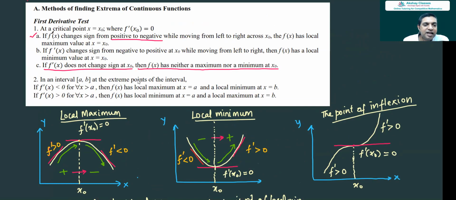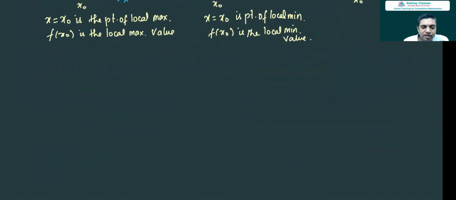So in an interval, at the extreme points of the interval a, b, if f dash x is negative for all x greater than a, that means it's a decreasing function. From a to b, it is decreasing. Then f of a will be the maximum value and f of b will be the minimum value. So f of x has a local maximum at x equal to a and local minimum at x equal to b. This is easy to understand. And if it's an increasing function, then it will have a minimum value at x equal to a and maximum value at x equal to b. That is in the interval.